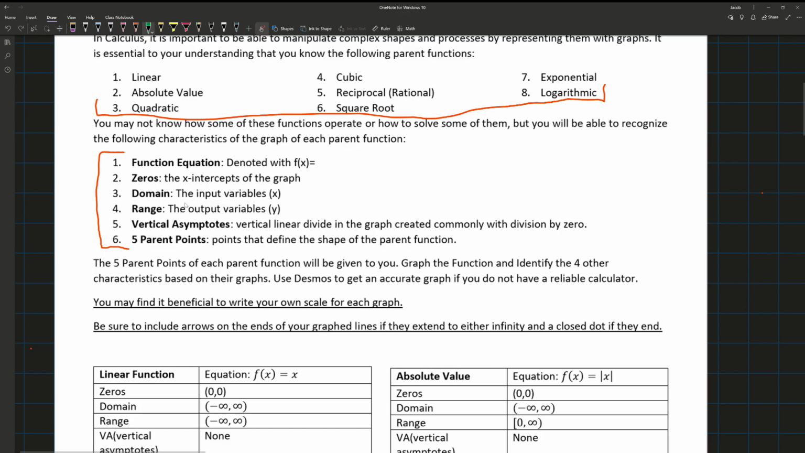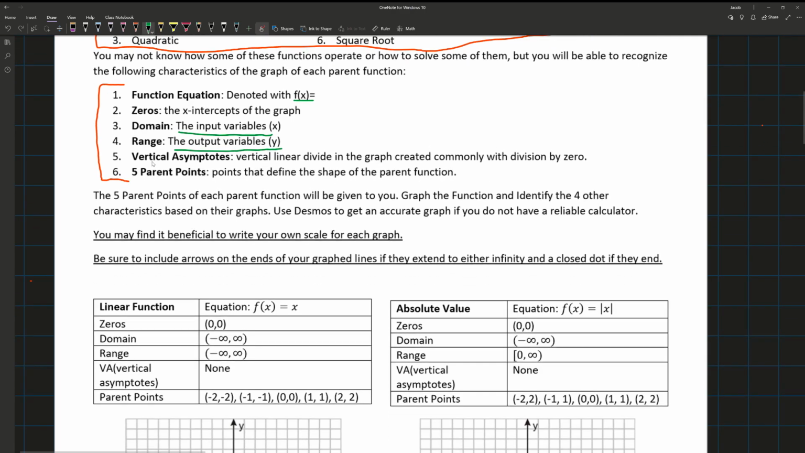If you saw Ms. White's video on domain and range, those were discussed a little bit more in depth there, as well as how to represent them with interval notation. I'll be using that interval notation here. But the rest of this is pretty explanatory. Zeros are the x-intercepts of the graph. You've seen function notation with f of x before. Vertical asymptotes might be a little new. They are the vertical linear divide in the graph created commonly with division by 0.